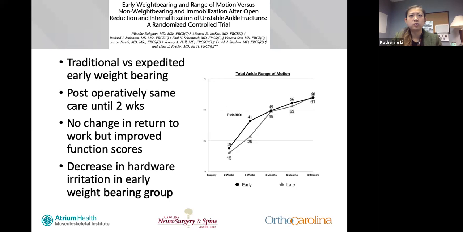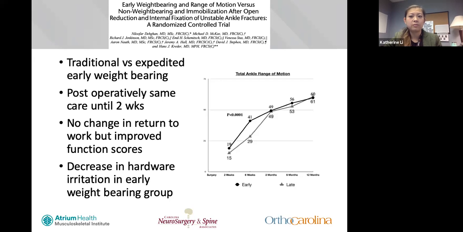it has to be balanced with the possibility of wound complications, fracture displacement, or fixation failure. These patients were seen all at 2 weeks, 6 weeks, 3 months, 6 months, and 12 months. But at 2 weeks, they were either randomized to non-weight bearing for another 6 weeks or a walker boot and transition to weight bearing at the 2-week mark.